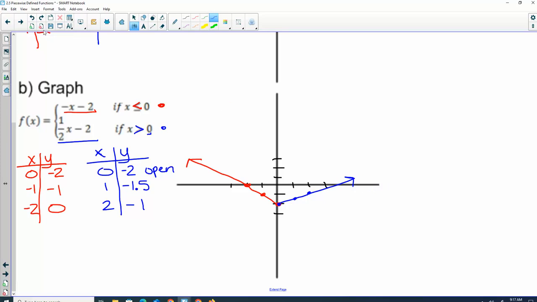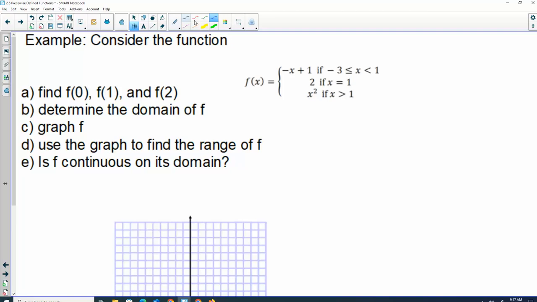Let's try some more. Okay, my next function. F of x equals negative x plus 1 if negative 3 is less than or equal to x is less than 1, 2 if x equals 1, and x squared if x is greater than 1. So this one has 3 pieces. How many T-charts am I going to need? 3. We do 1 for each piece.